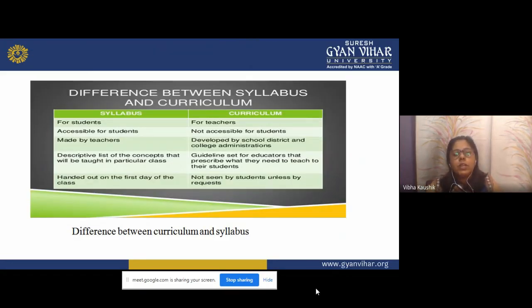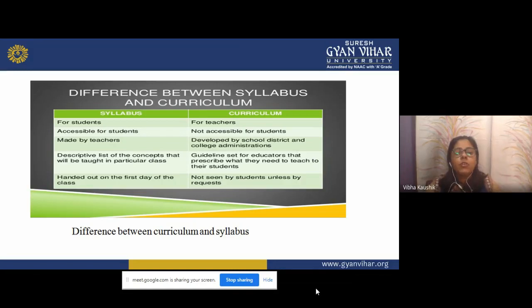Now we will study the difference between syllabus and curriculum. What are the basic differences between a syllabus and a curriculum? We often see that students are of the view that syllabus and curriculum are the same thing, that they are synonyms of each other, but it is not like that. There is a difference between a syllabus and a curriculum.